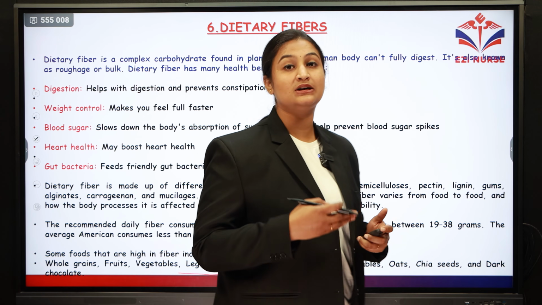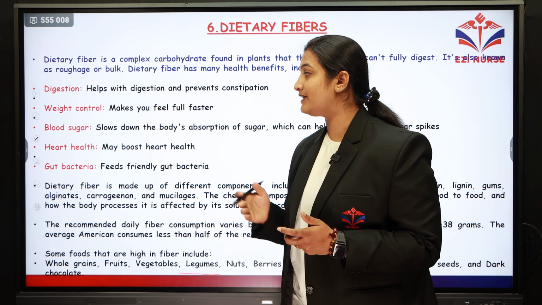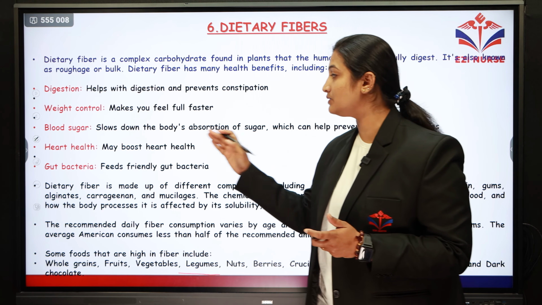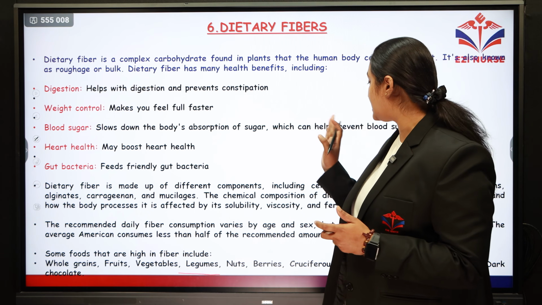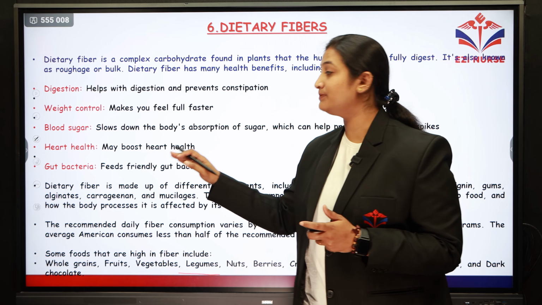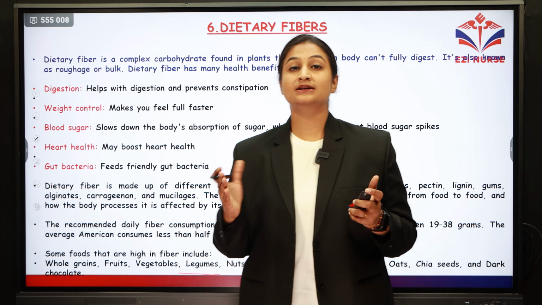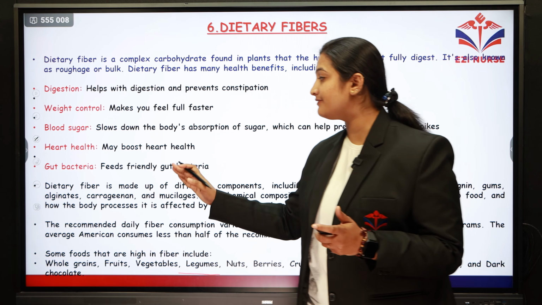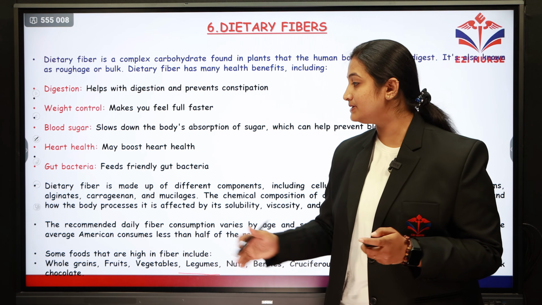So digestion happens in a proper manner, and weight control makes you feel full faster. Blood sugar absorption gets slowed down in the blood, and the proper absorption can help prevent the blood sugar level from increasing. Heart health: it boosts the heart's pumping capacity, keeping the heart in a very good condition. Gut bacteria: it feeds friendly gut bacteria. So this is about dietary fibers.